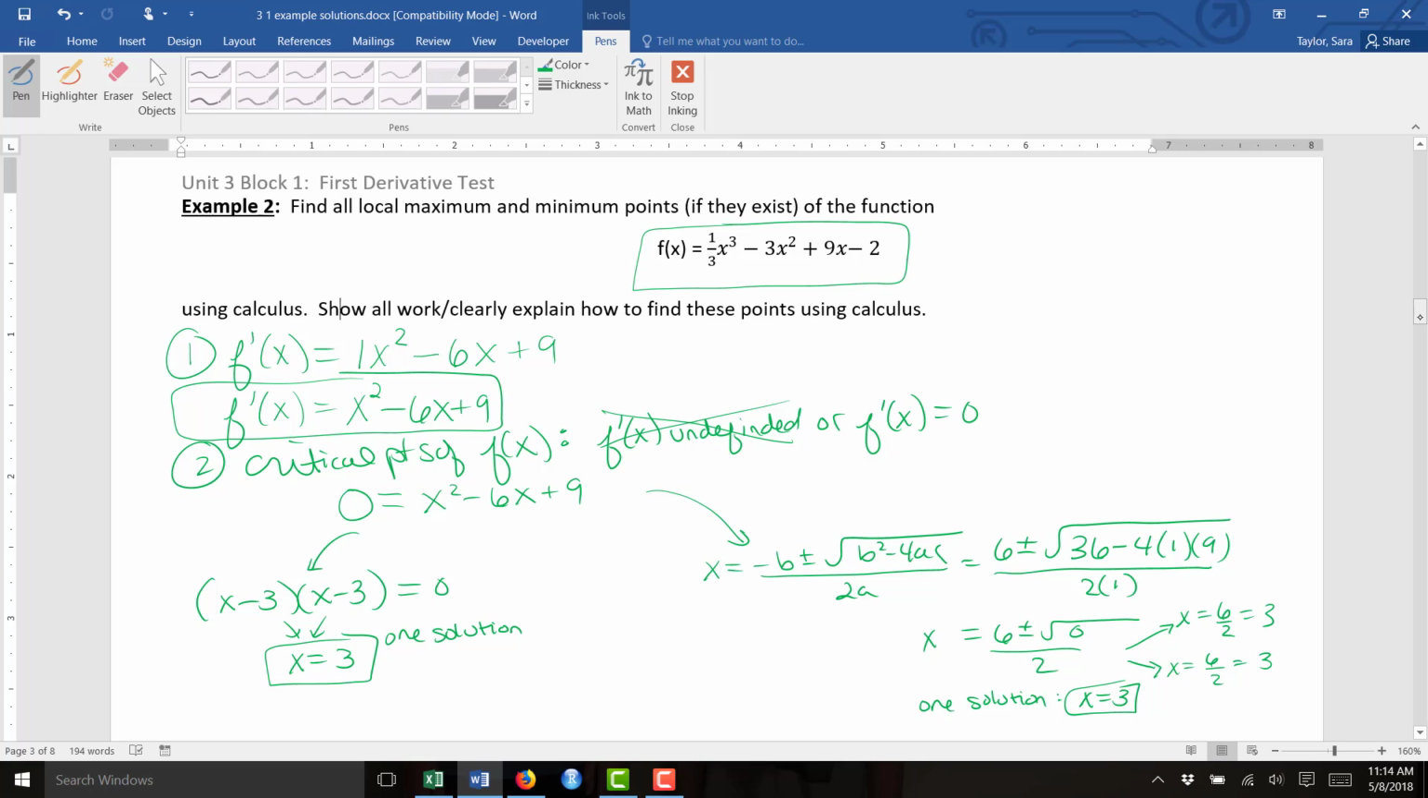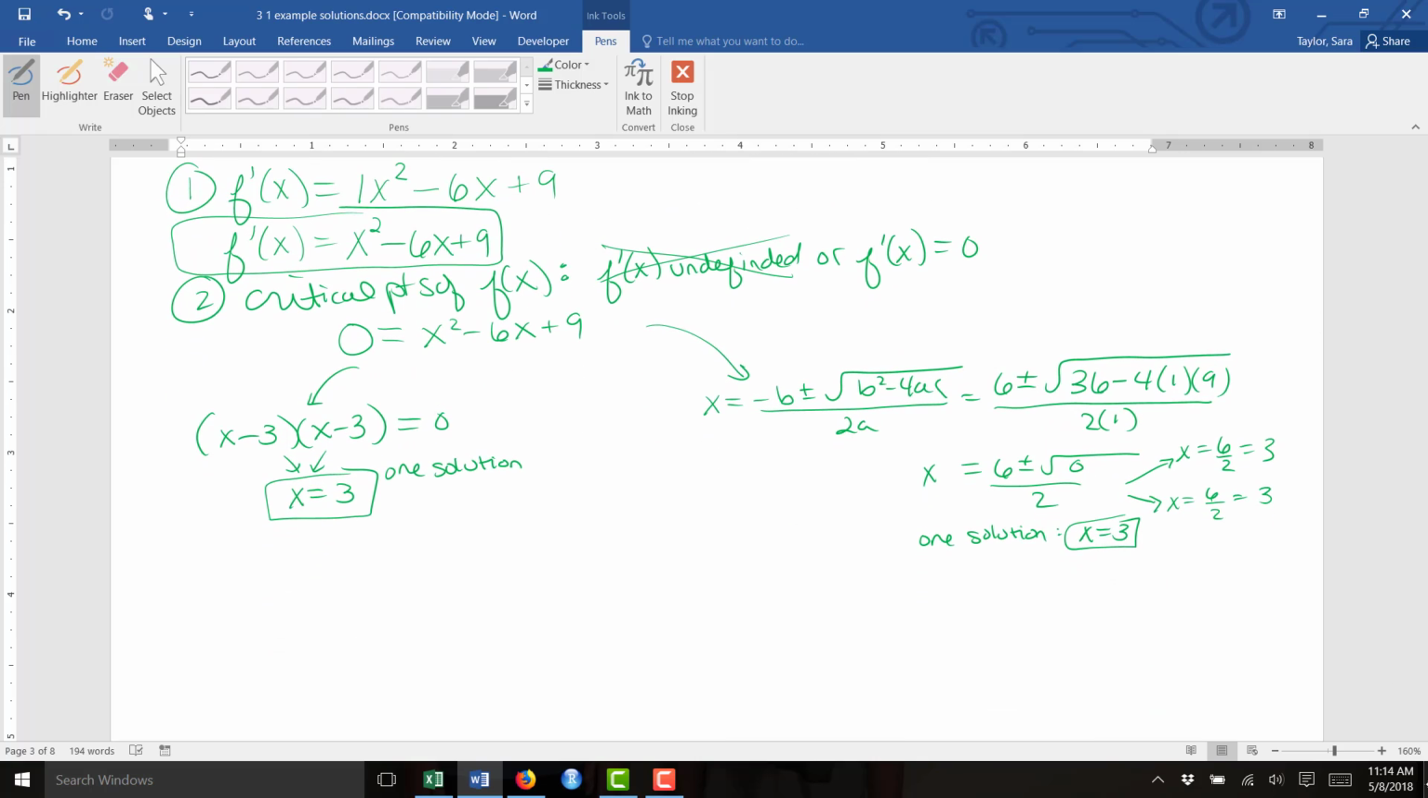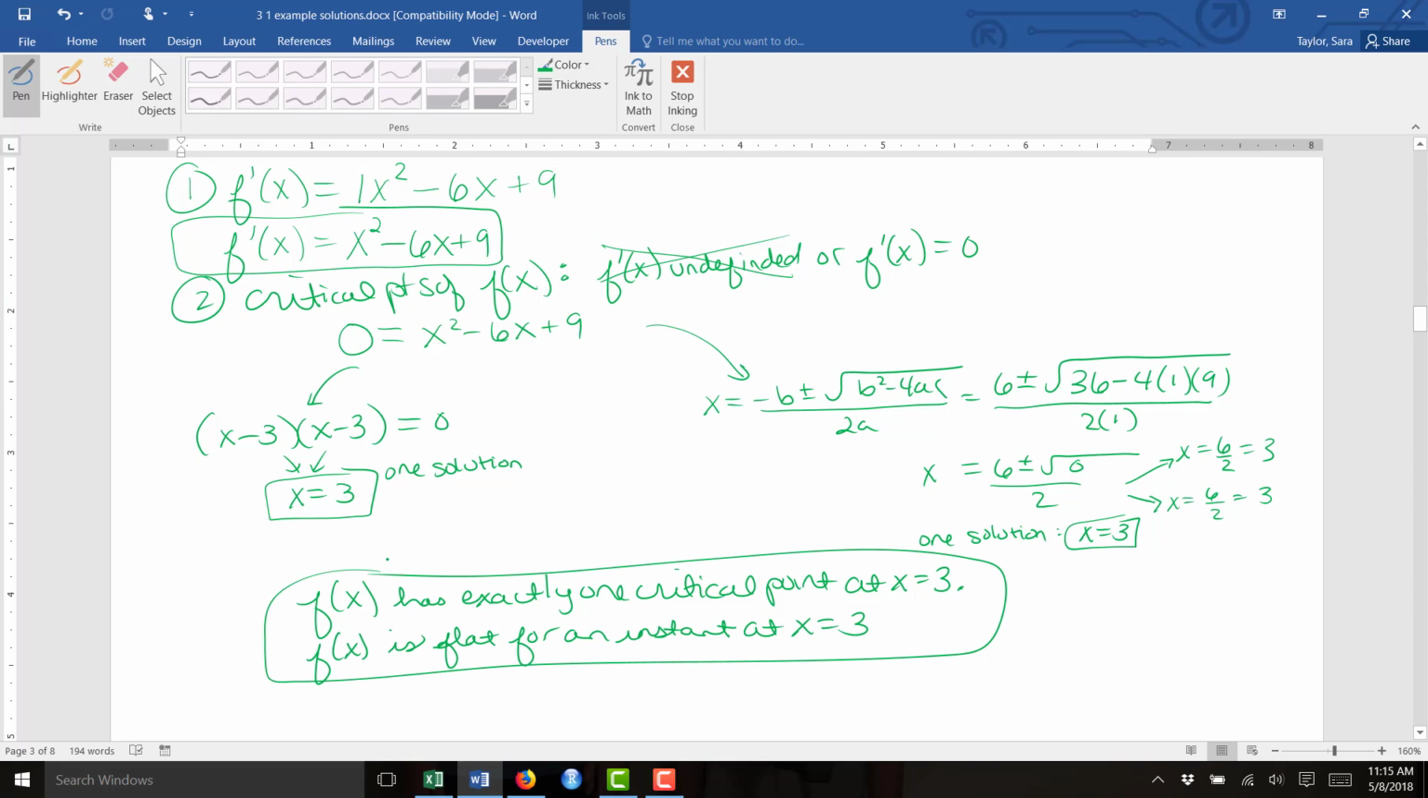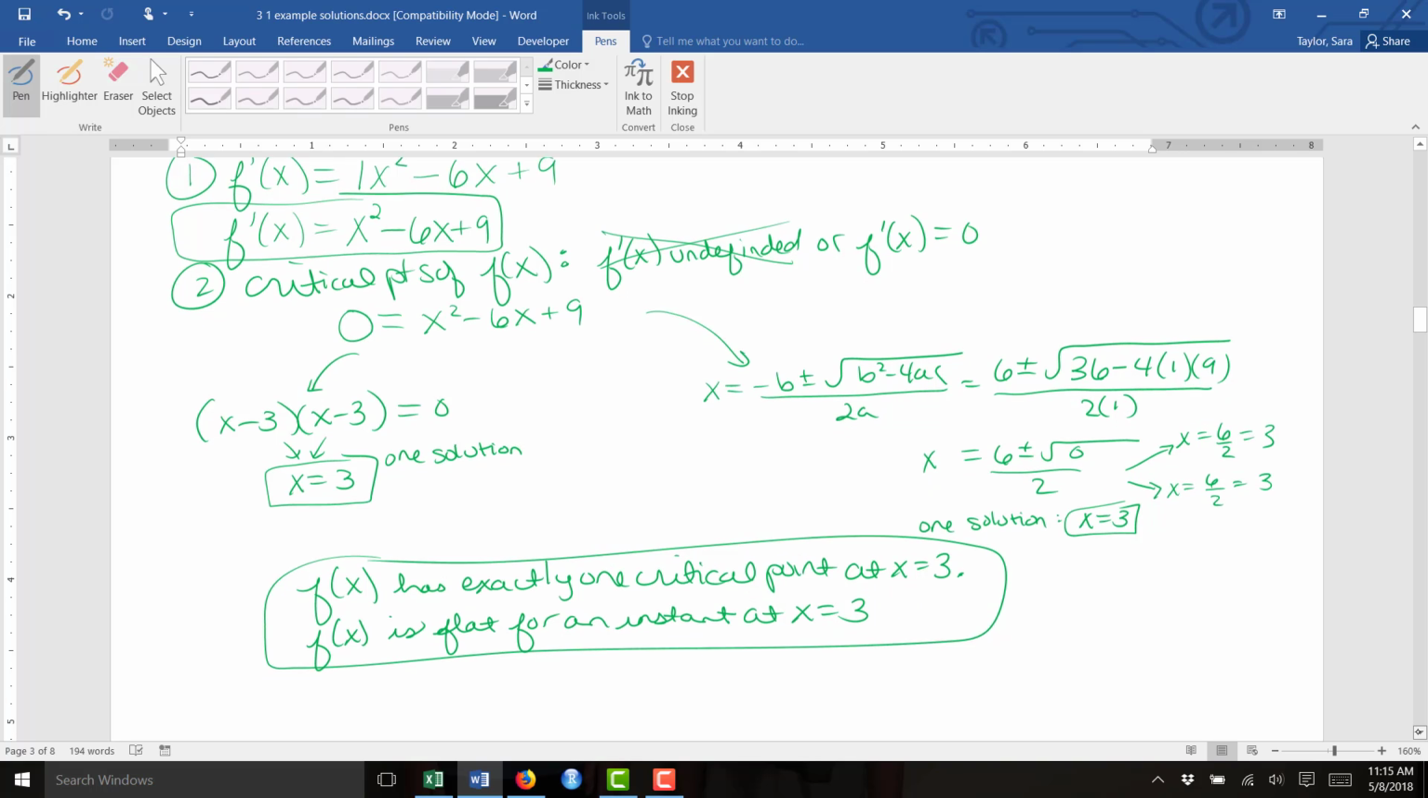I'm now going to write my interpretations, my conclusions that I draw from this solving. I can now say f of x has exactly one critical point at x equals 3. That's one place where the derivative of f is equal to 0. In other words, it's one place on the graph of f where f is flat for an instant. Note this is the only place where f of x is flat for an instant. Everywhere else on the graph of f it must be increasing or decreasing. This is the only place where it flattens for an instant.